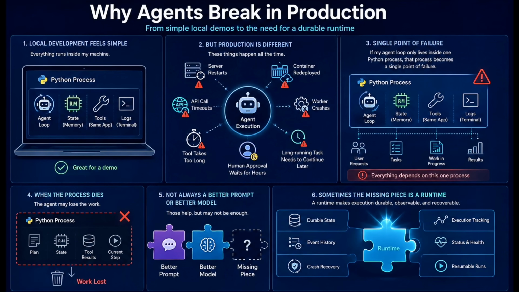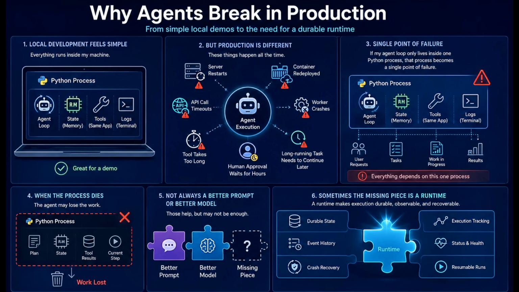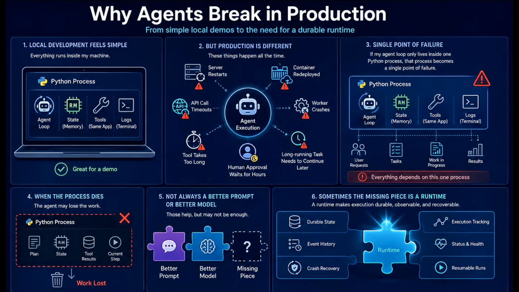Why do agents break in production? When I build an agent locally, everything feels simple. The agent runs inside my Python process. The state is usually in memory. The tool call happens inside the same app. The logs are usually just terminal output. That's fine for a demo.